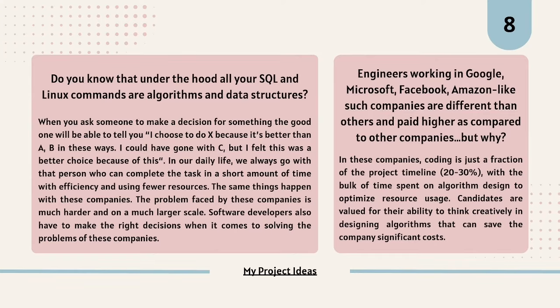So when you ask someone to make a decision for something, a good one will be able to tell you, I chose to do X because it's better than the alternatives. If you ask someone why they did something, that person will say, I chose this because it's better than certain other ways. I could have gone with another option, but I felt this was a better choice. So in our daily life, we always go with the person who can complete the task in a short amount of time, with efficiency and using fewer resources. That means it is cost efficient.